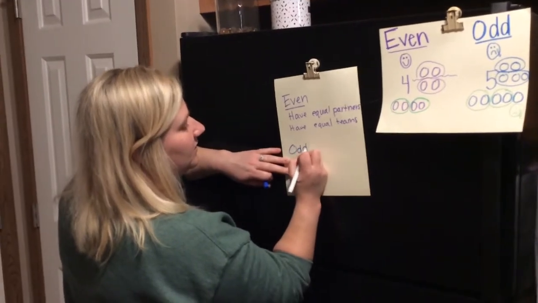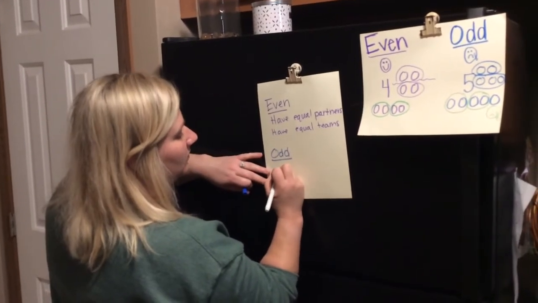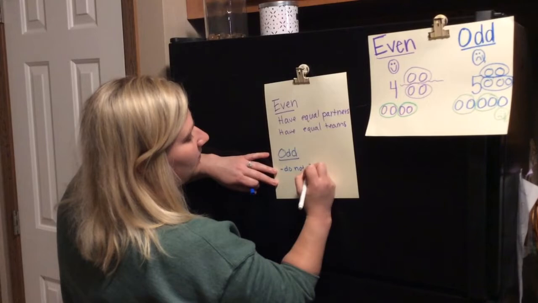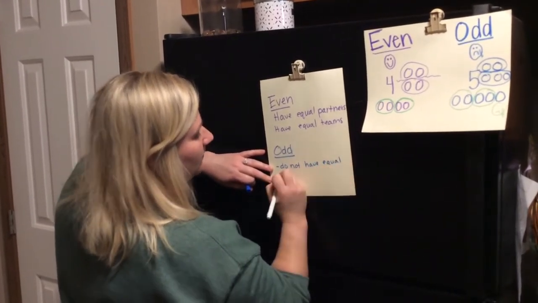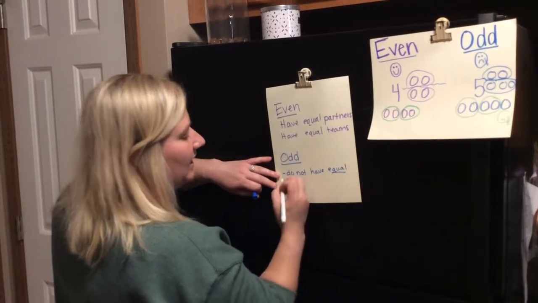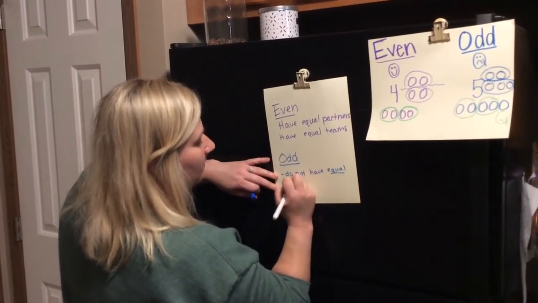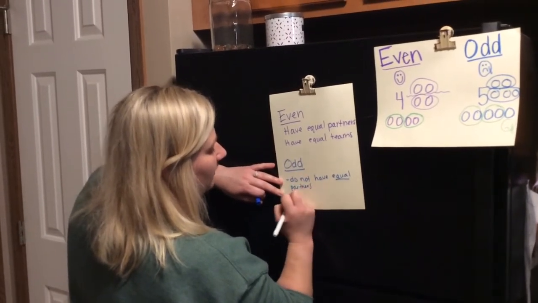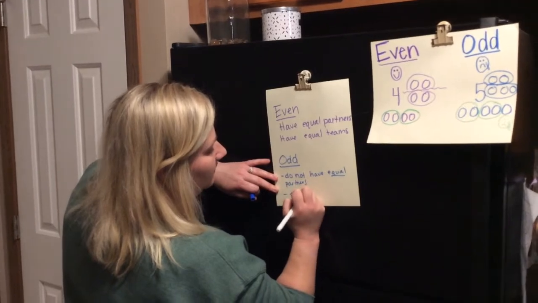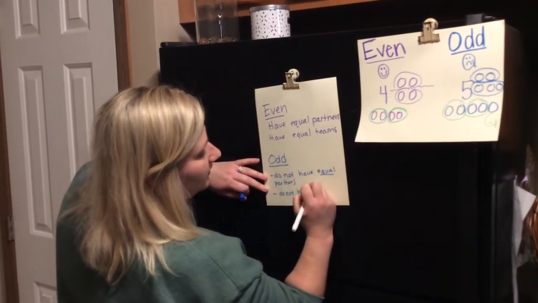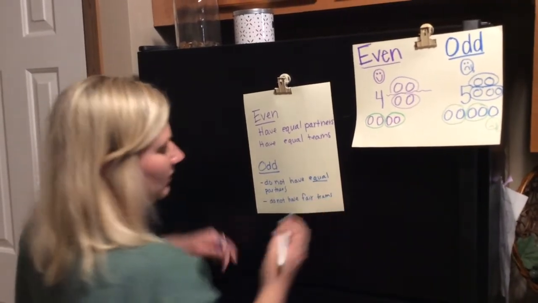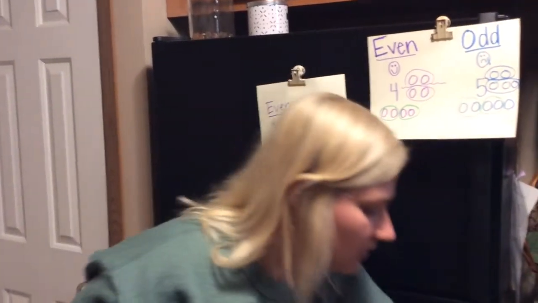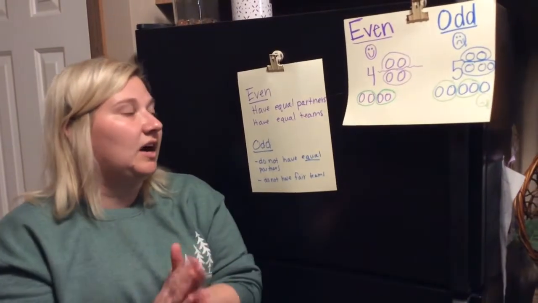Odd numbers do not have equal partners. Remember, equal means the same. When they do not have fair teams. You gotta have fair teams. Okay, so that is even and odd.